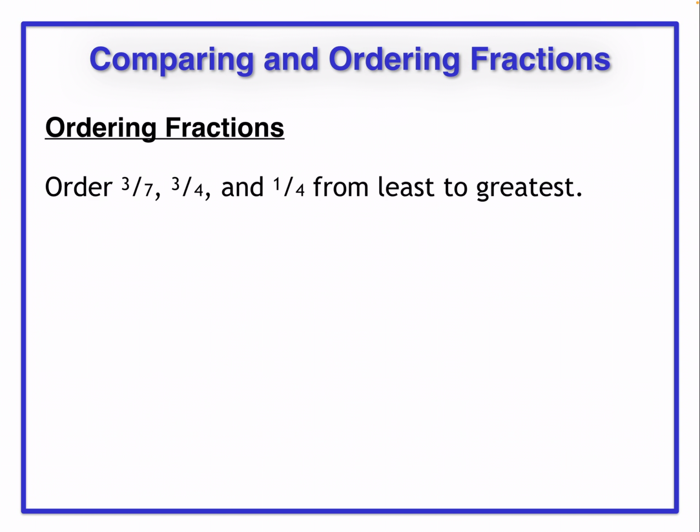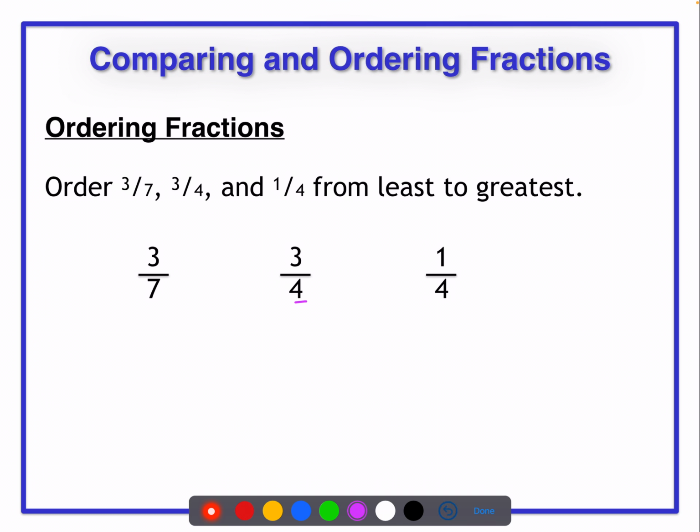Now, ordering fractions. Order 3/7, 3/4, and 1/4 from least to greatest. So here we have 3/7, 3/4, and 1/4. We have different denominators, so we have to first rename the fractions with the same denominator. That's the least common denominator. Since we have 4 that repeats, it's just 7 times 4. So my least common denominator will be 28.